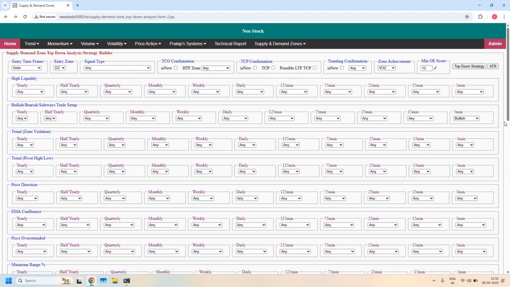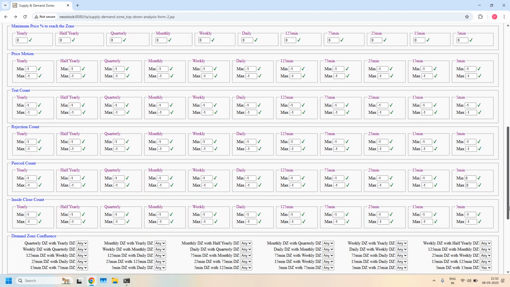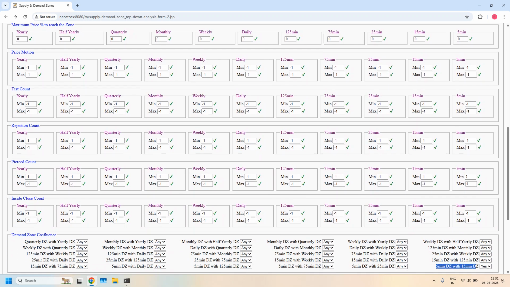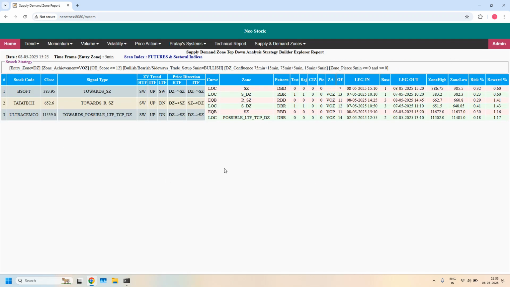Now let us check all the three demand zone confluence. 5 minutes, 15 minutes, and 75 minutes demand zone confluence. First filter is enabled. Next 5 minutes and 75 minutes zone confluence. 15 minutes and 75 minutes demand zone confluence. With all the 3 filters, we got again 3 stocks.